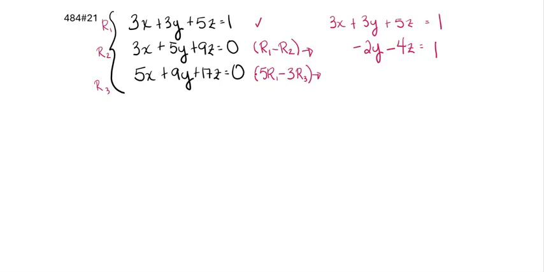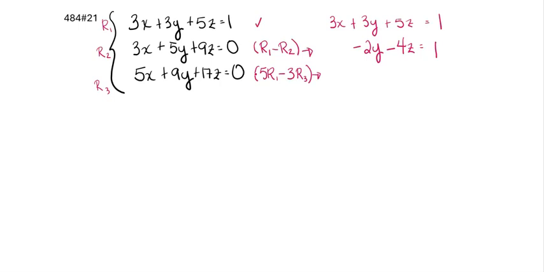But the first thing I'm going to do is I'm going to say 5 times this black 3x in the first row to give me 15x minus 3 times this black 5x in the third row to give me negative 15x. And 15x minus 15x is 0x. I'm not going to represent that with anything. I'm just going to leave it blank.